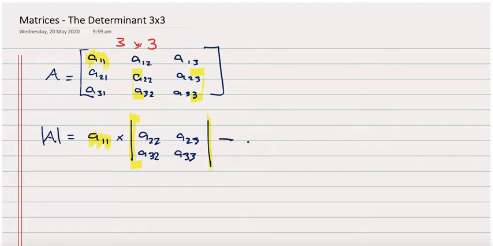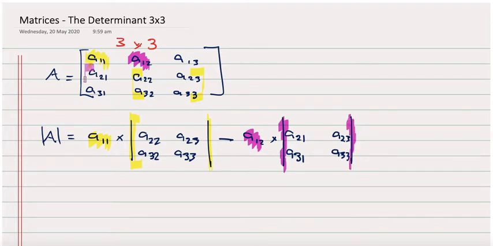And then we're going to minus A1,2 by the determinant of another matrix. So we're going to go A2,1, A3,1, A2,3, and A3,3. And the way in which we can highlight this is this A1,2 here, and then these values in here, they're going to be these guys and these guys.